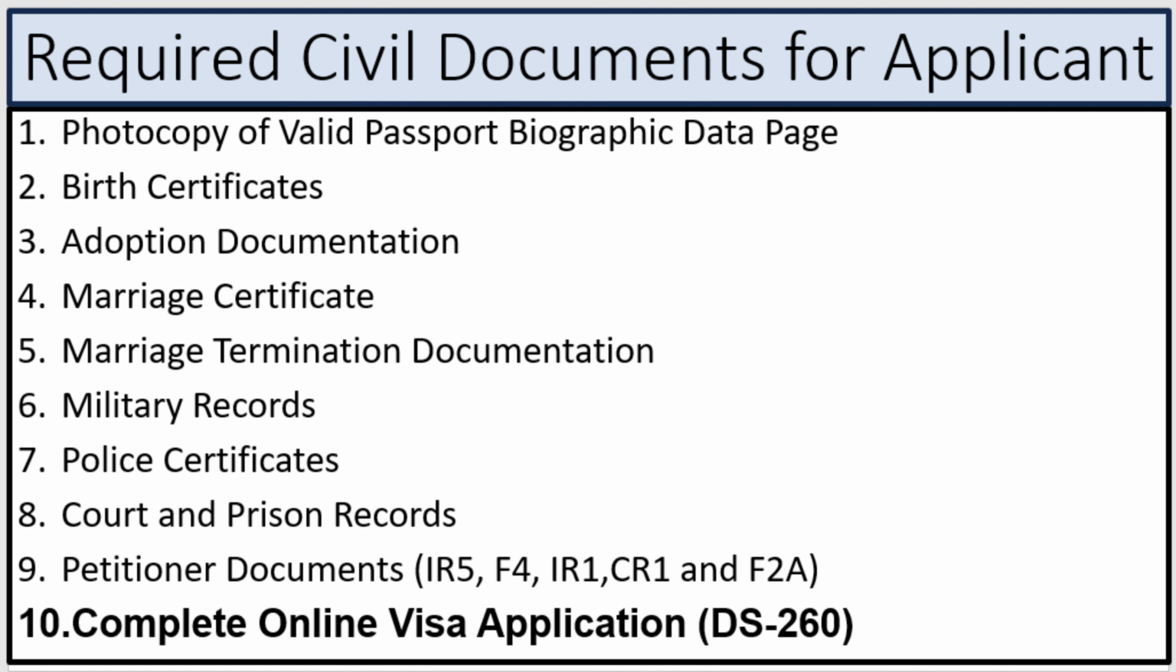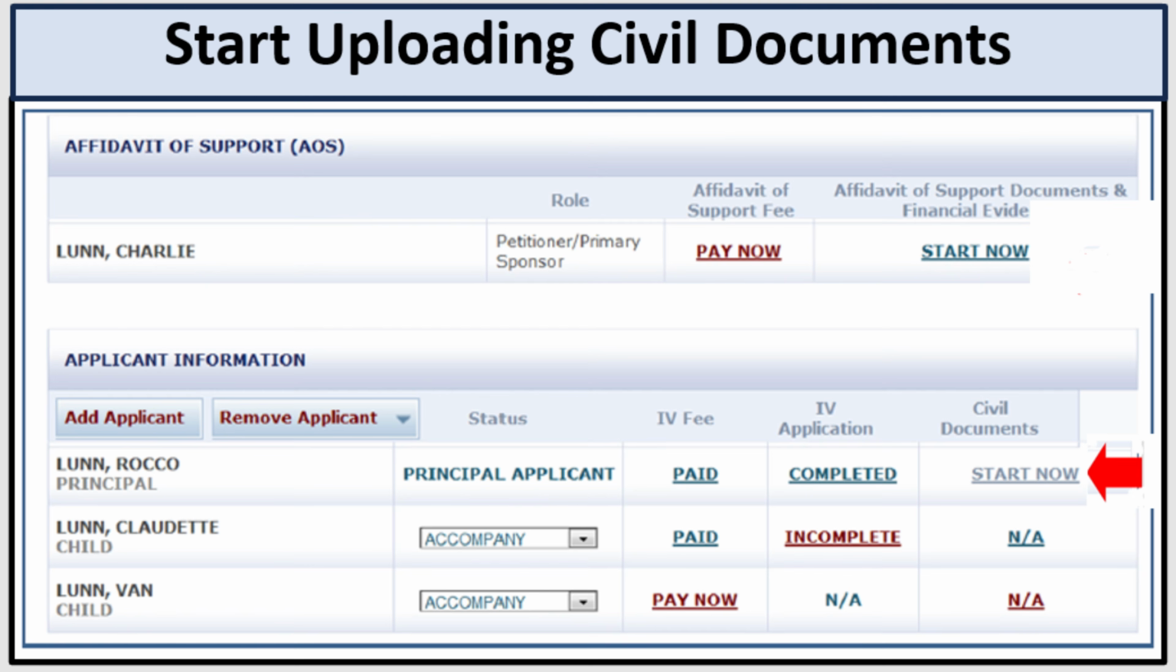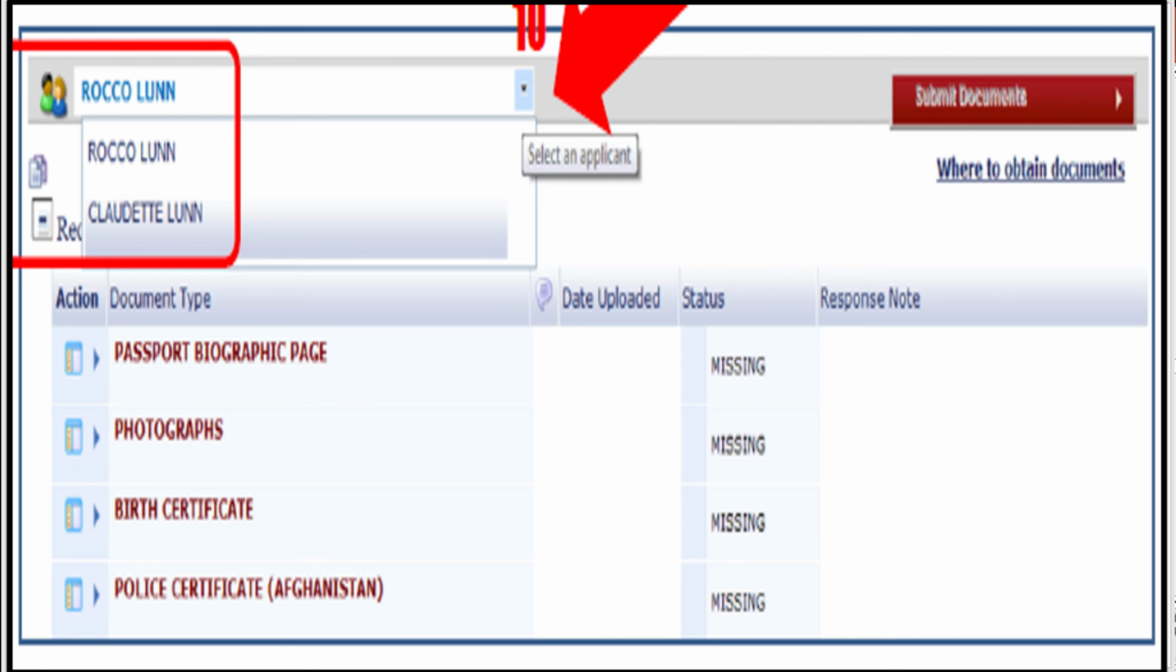Confirmation of DS-260, complete online visa application DS-260. Now, once you complete DS-260 and you print the confirmation page, the status will show completed. Now, if you can see right here, this civil document, it will show start now. Before it was in A. Now, because you completed this 260 application, you can start uploading civil documents. If you click on it, it's going to take you to this page to upload them.